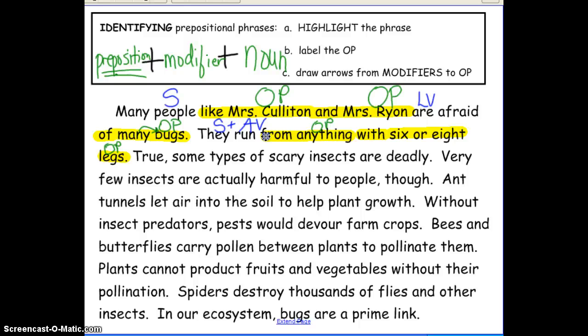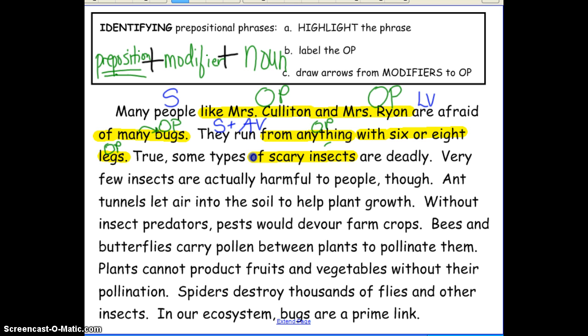True, some types of scary insects are deadly. Look for the preposition. Which word in that sentence is on that pink poster or on your list? Lane? Of. So if of is a preposition, what's the prepositional phrase? Of what? Of scary insects. We go all the way till we hit the noun. So if of scary insects is a noun, then what do we need to label as our object of a preposition, Cole?